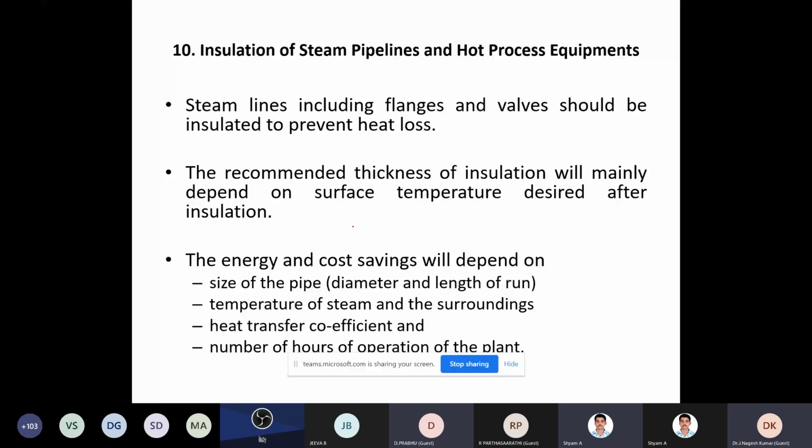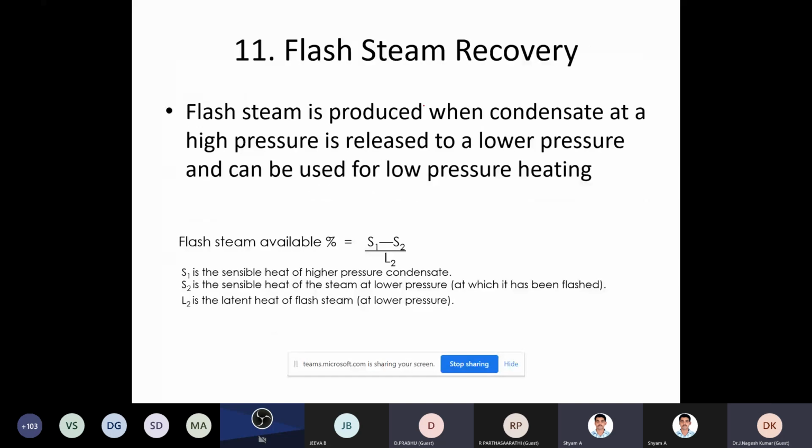The flash steam is a steam, as we have seen. Suppose you have a heat exchanger, 9 bar steam is coming. So inlet is 9 bar steam, and outlet is 9 bar condensate. It has given the latent heat to the product. The 9 bar condensate will have a saturation temperature of 170 degrees centigrade.